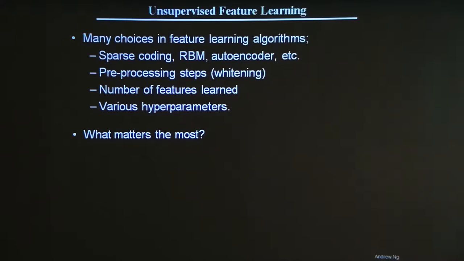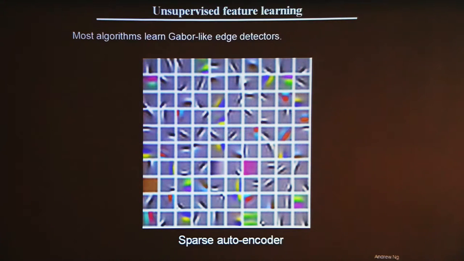So in this brave new world of unsupervised feature learning, we have all these algorithms, right? This is work that Adam Coates did about a year and a half ago. At the time, a bunch of us at conferences were debating which algorithm is better. And if you look at almost all of the algorithms, sparse autoencoders, RBMs, whatever, most of them learn these sorts of edge detectors as the first layer, right?